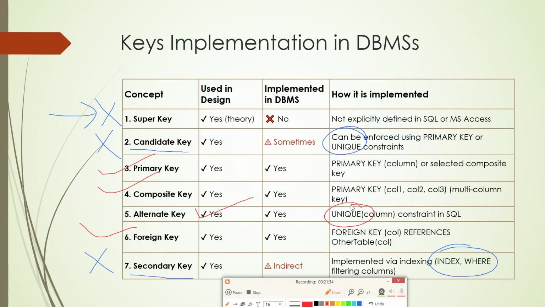So the candidate and alternate key could be implemented with the unique constraint, and secondary key could be implemented with the help of an index, while super key cannot be implemented. This is just a theoretical concept, and the rest of the three, primary, foreign and composite key, could be directly implemented. In our next tutorial we will be practically implementing it in MySQL and MS Access. Thank you.